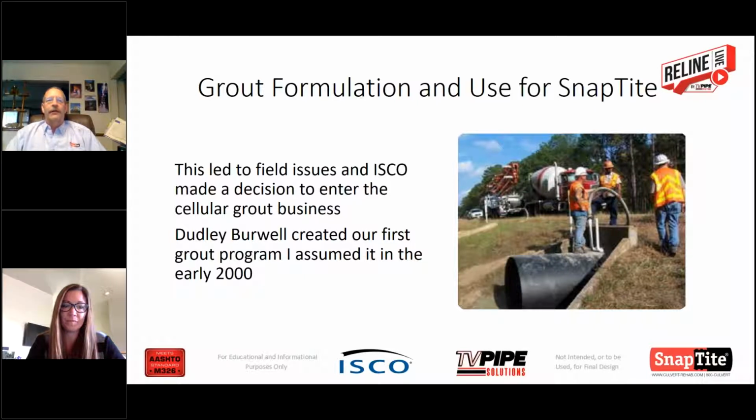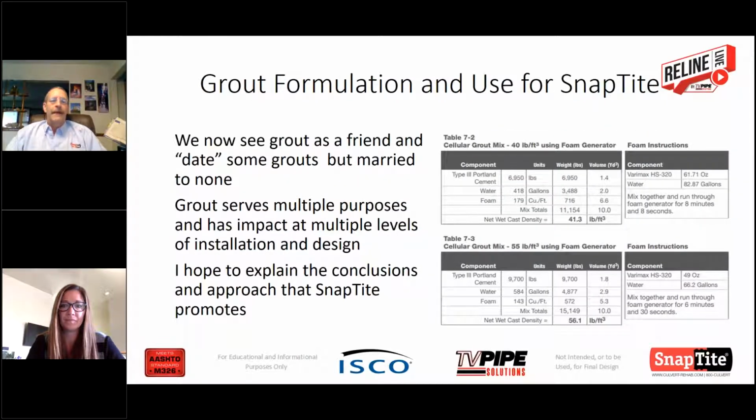And Dudley Burwell, who was a mentor of mine and worked with ISCO, created our first grouting program in the mid-90s. And when he retired in the early 2000s, I assumed the responsibility for that program.